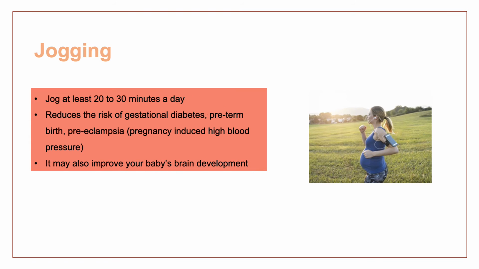Next is jogging. Mothers must jog at least 20 to 30 minutes a day because it reduces the risk of gestational diabetes, preterm birth, and preeclampsia. It may also improve the baby's brain development.